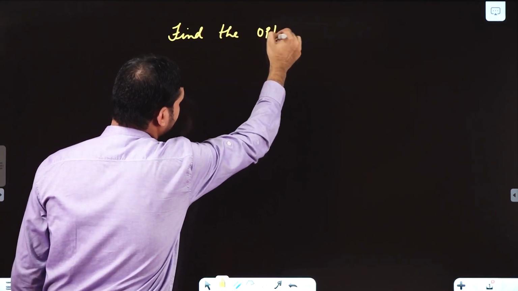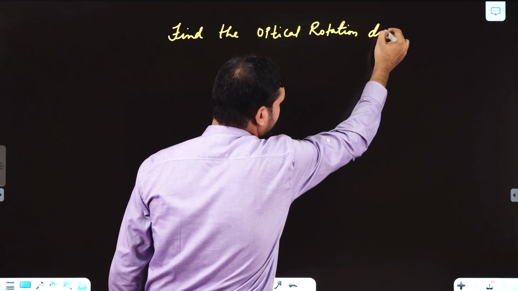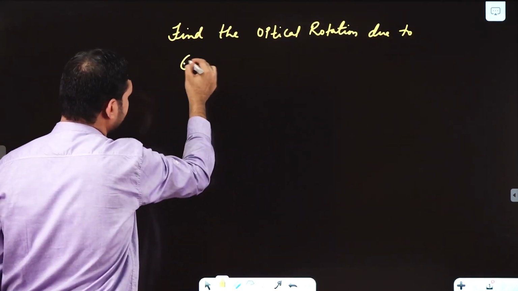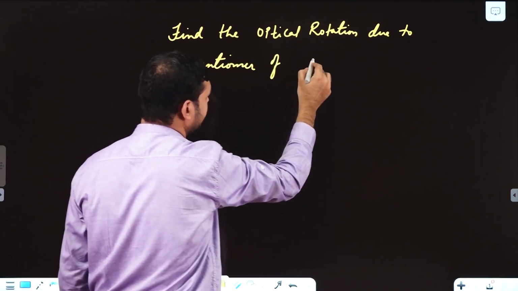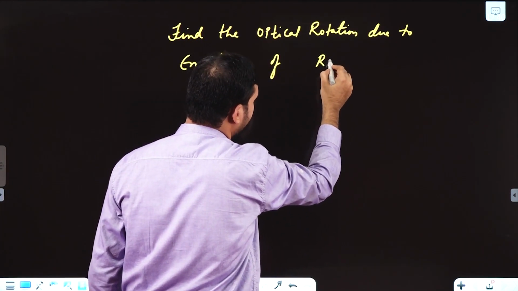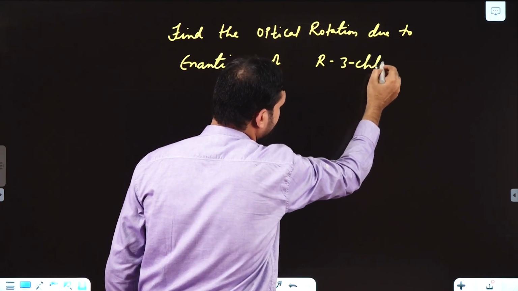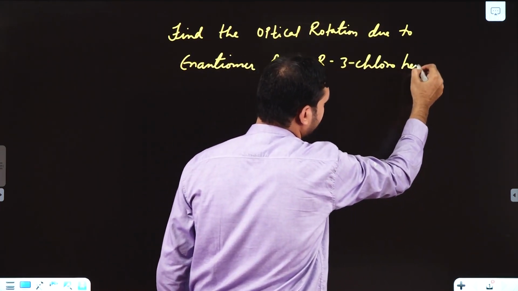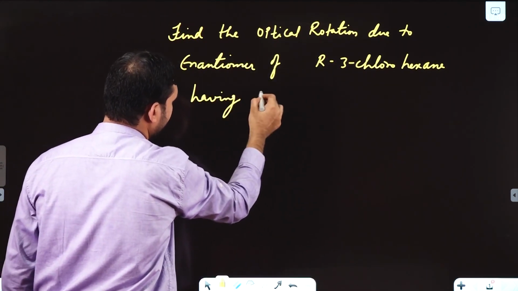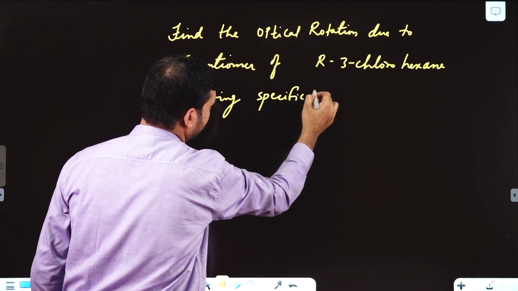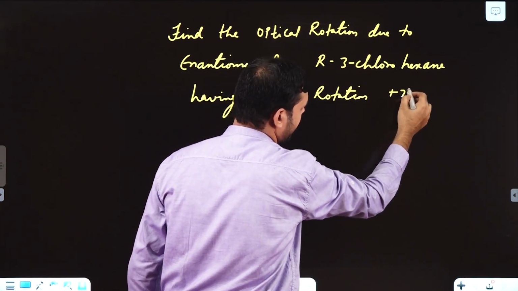Find the optical rotation due to the enantiomer of R-(3-chlorohexane) having specific rotation plus x degree.